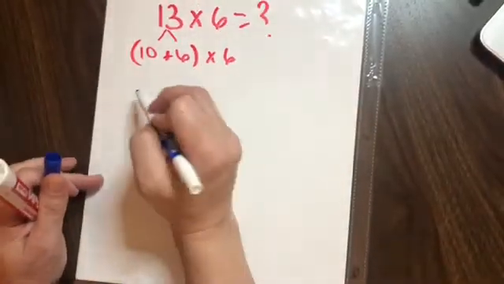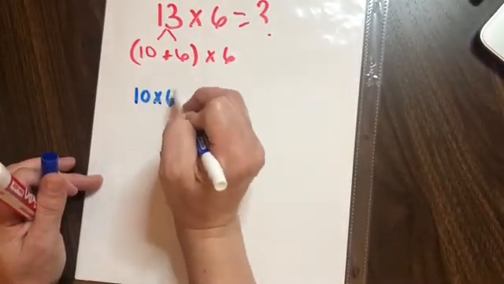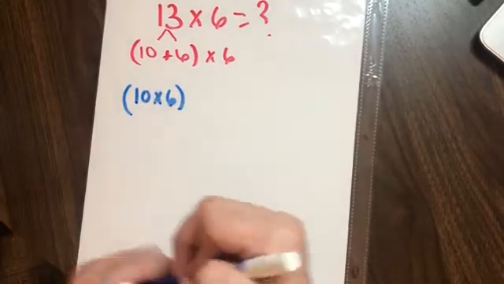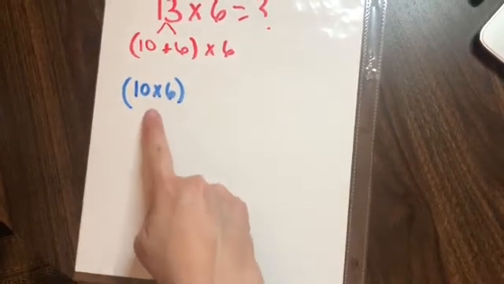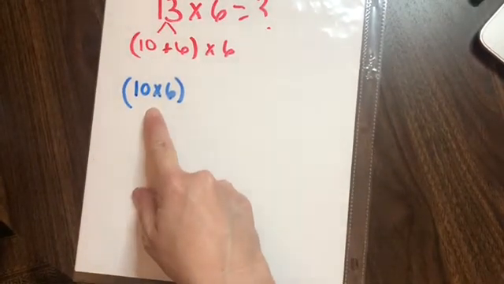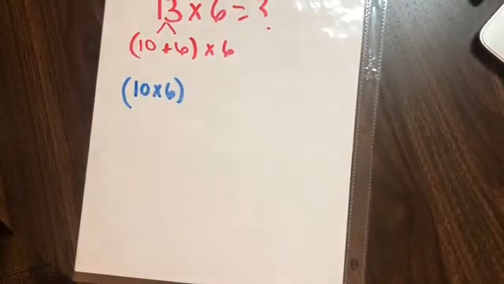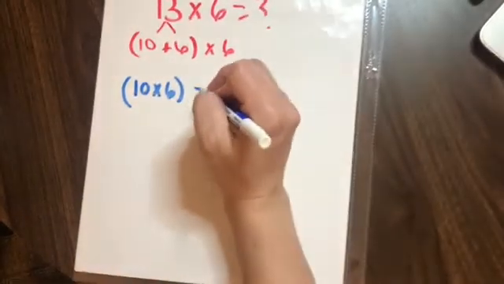So I would do 10 times 6. And again, that's just skip counting by 10 6 times. When you multiply anything times 10, skip counting is your best friend. So I'm going to skip count by 10 6 times. Ready? 10, 20, 30, 40, 50, 60. 10 times 6 equals 60.